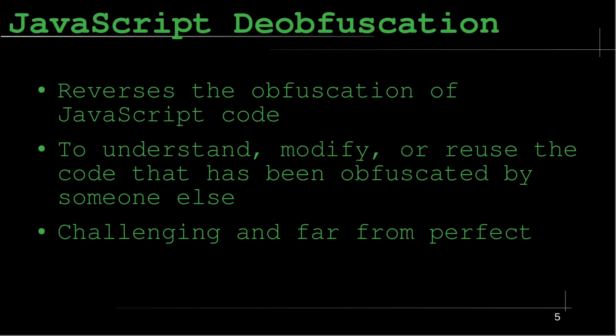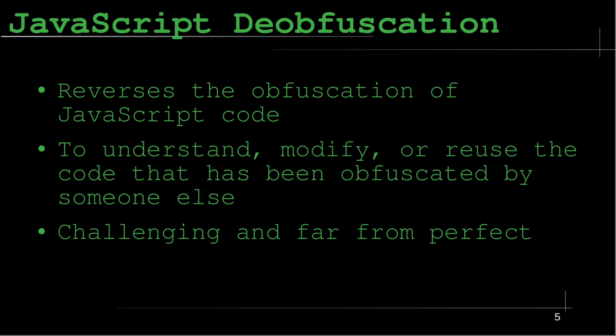JavaScript deobfuscation is a technique that reverses the obfuscation of JavaScript code. It is somewhat similar to decryption, but it does not require a password or a key. It only requires some tools and skills to analyze the code and restore something that is more similar to its original form. The main purpose of JavaScript deobfuscation is to understand, modify, or reuse the code that has been obfuscated by someone else.